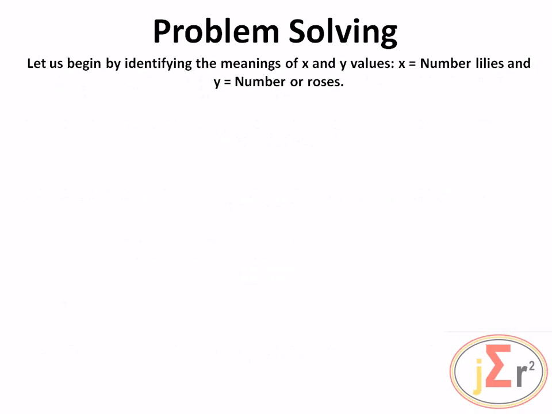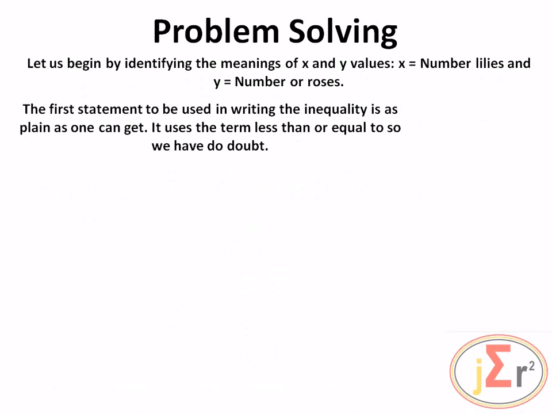Let us begin by identifying the meanings of X and Y. X is the number of lilies and Y the number of roses. The first statement to be used in writing the inequality is as plain as one can get. It uses the term less than or equal to, so we have no doubt that it should be less than or equal to. But of course, we need to have the total number of flowers. X plus y is less than or equal to 45.